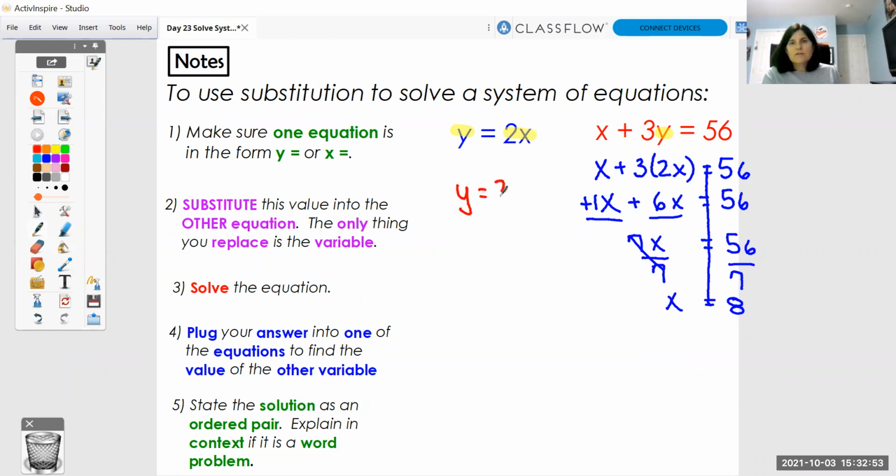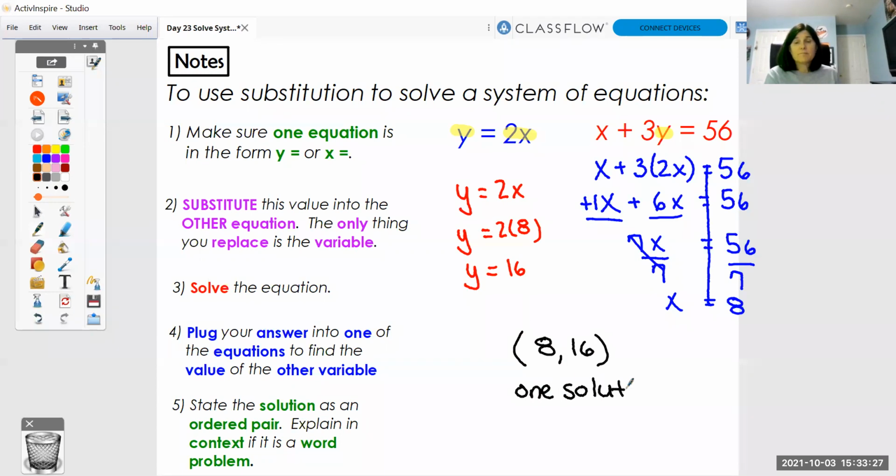So y equals 2x. I know that the x value is 8. So to figure out the y value, I'm going to substitute that in. And I know that my y value is 16. So what does this mean? This means that there's one solution, and that solution is (8, 16), right? One solution.